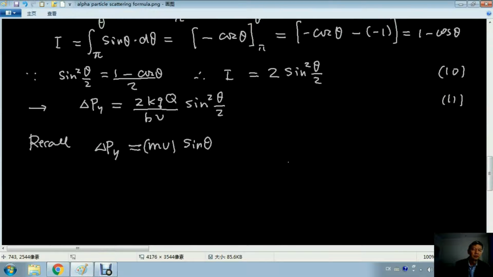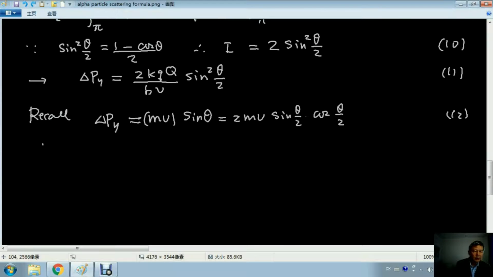If we use the sum formula for sine theta, we can rewrite this equation as 2mv times sine half theta times cosine half theta. So that is our equation 12. Here we have two formulas for the change in momentum along the y direction, so they must be equal.